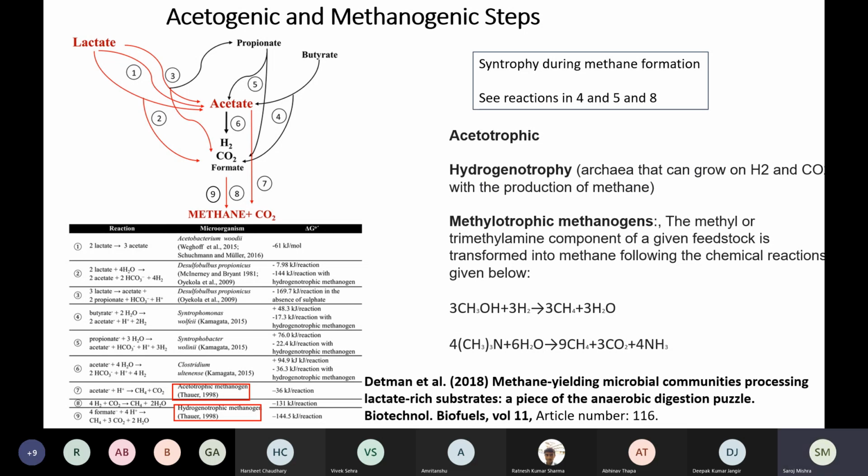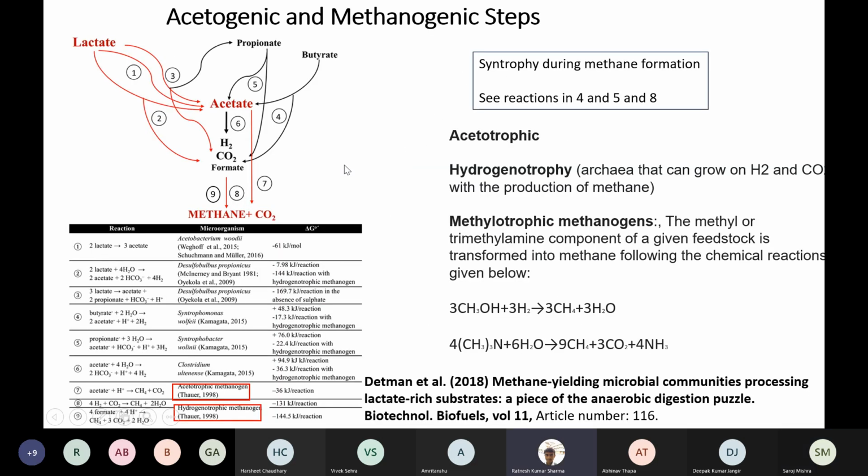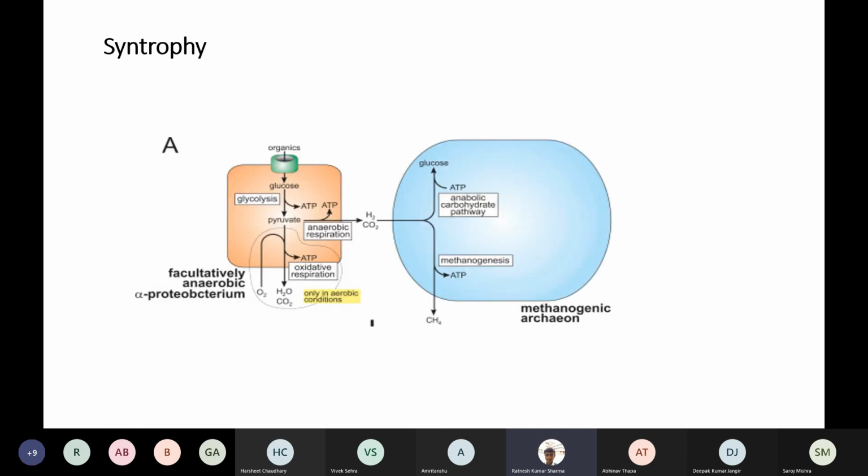So please try to understand all of that, what is so important about it and why it is so important during methanogenesis. So I have just tried to explain. Yeah. In reactions 5 and 6, the microorganisms which we have are called Syntrophomonas.